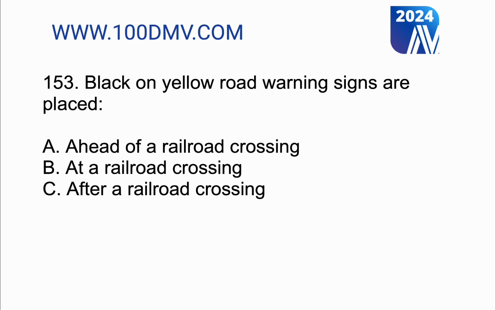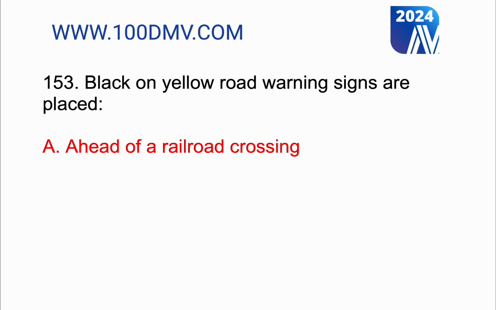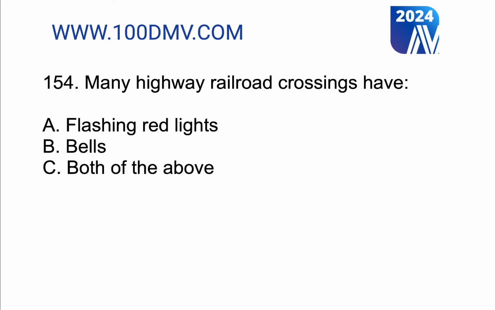153. Black on yellow road warning signs are placed: A. Ahead of a railroad crossing. B. At a railroad crossing. C. After a railroad crossing. The correct answer is A. Ahead of a railroad crossing.